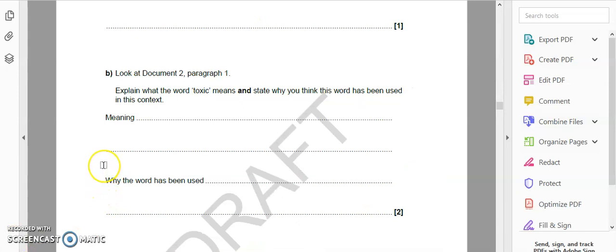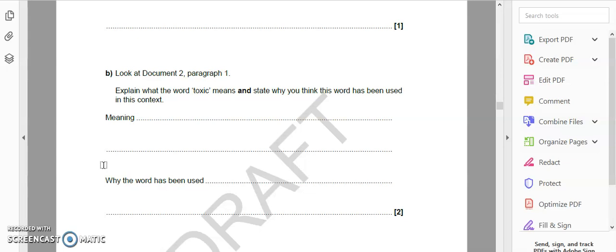Right, so in this case, the two obvious reasons why the word toxic might have been used are, firstly, it could have been used because the word toxic is quite a strong word, it's quite a horrible sounding word. It could have been used to highlight how dangerous this plastic waste is, because toxic really does mean poisonous, harmful to health, as it decays.